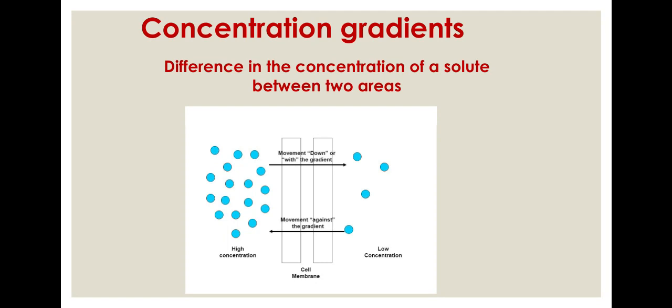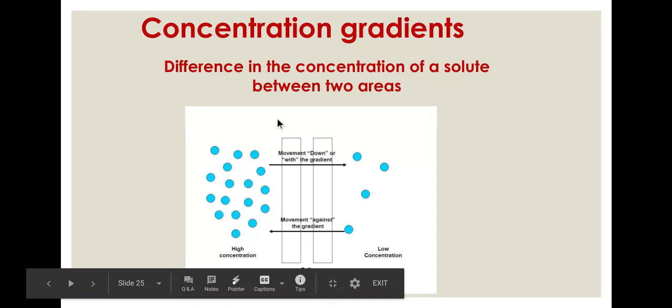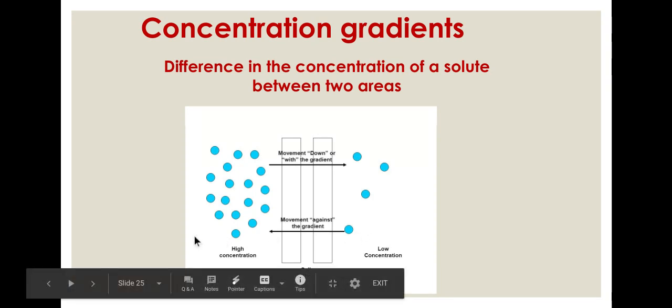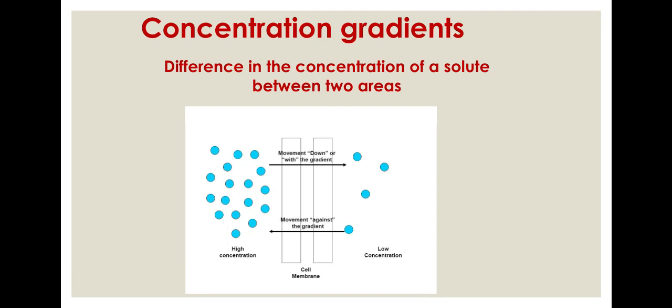However, given time, those particles will move and be more equally distributed around the room. And then the concentration will be sort of lower than where it started, right? We've lowered the concentration gradient because we've spread those molecules out. Same thing here. We've got a high concentration of this blue molecule. If it moves down the concentration gradient, it spreads out. If it's going against the concentration gradient, well, then it will move towards where there is already more of it.